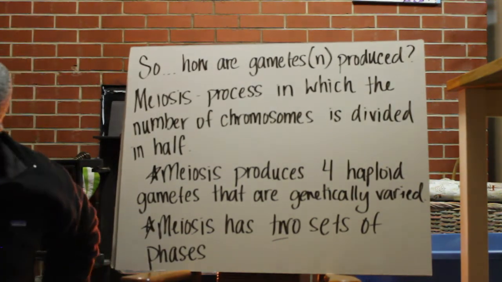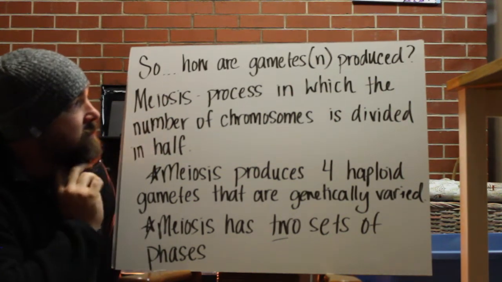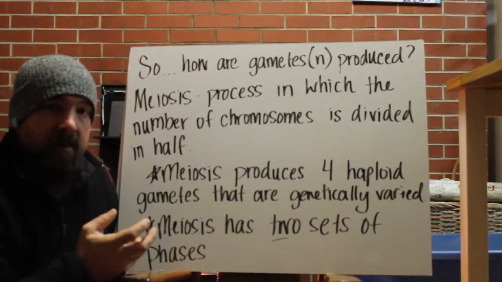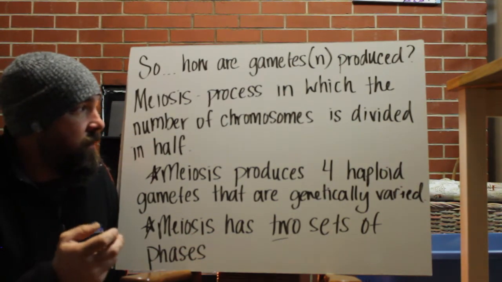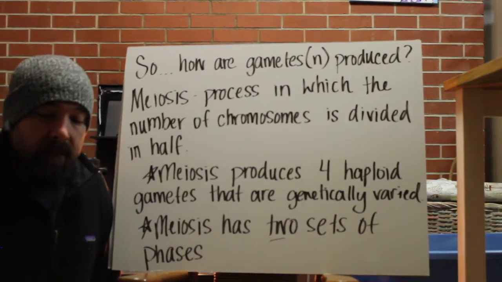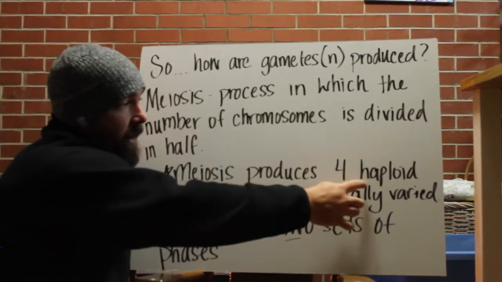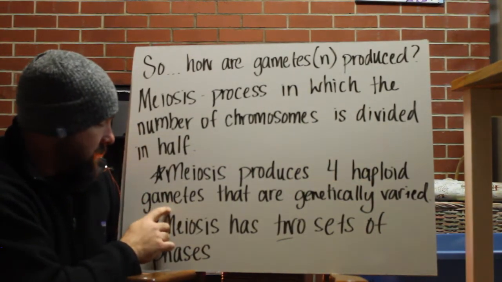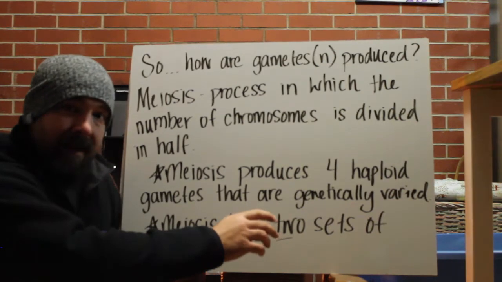And these chromosomes split up in a process called meiosis. Meiosis is the process in which the number of chromosomes is divided in half. So you start out with a diploid cell that has, in humans, 23 pairs, and you end up with gametes that have half of that, only 23 chromosomes. So meiosis produces 4 haploid, which means half, instead of diploid, gametes, the egg cell or the sperm cell, that are genetically varied, which means they're not identical to the parent.